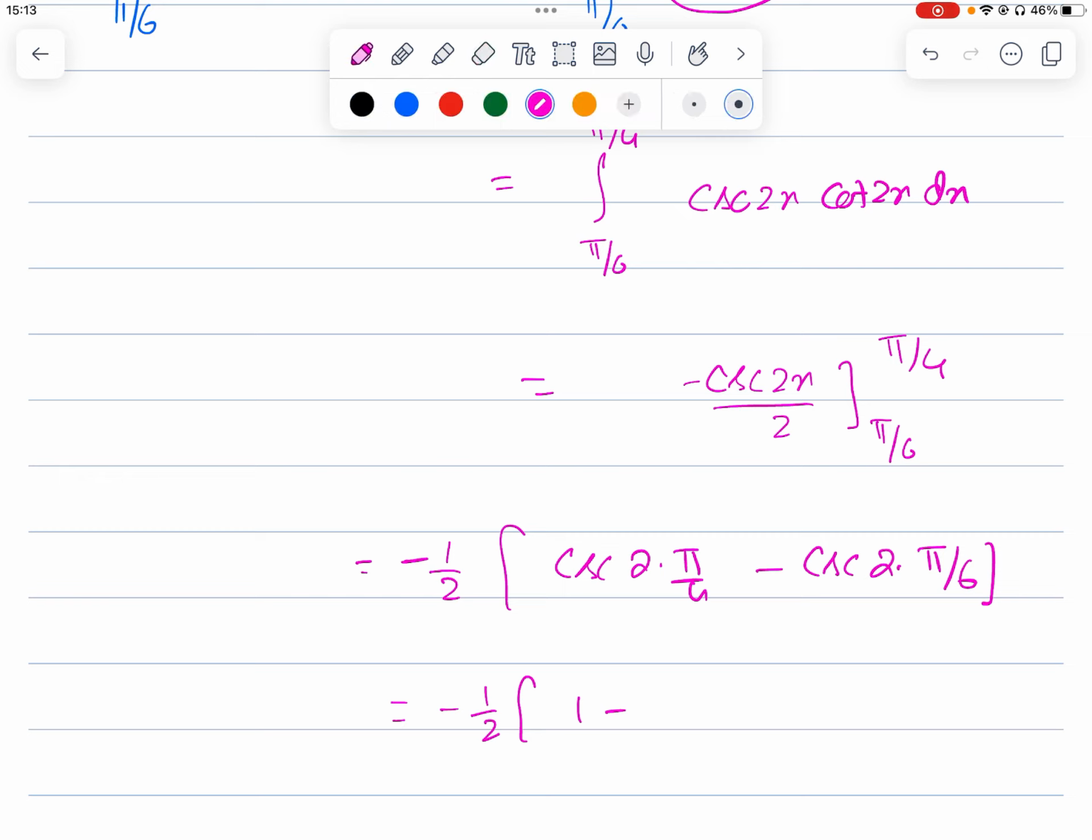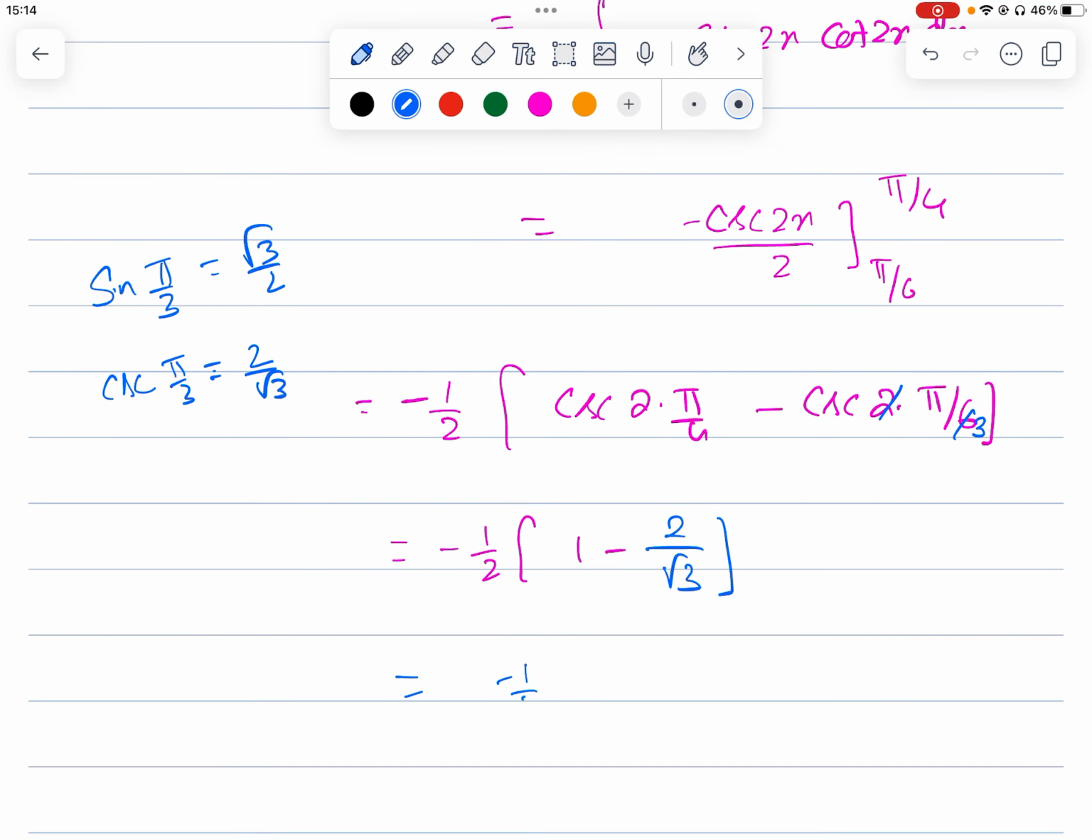So what am I going to write over there? Simplify 2 times 1, 2 times 3: cosecant 60, since pi upon 3 is 60. Cosecant 60 is the reciprocal of sine 60. Sine 60 is root 3 upon 2. So cosecant 60 will be 2 upon root 3. So now simplify that. Negative 1 upon 2 plus 1 upon root 3, or root 3 upon 3 minus 1 upon 2. This is going to be the answer.